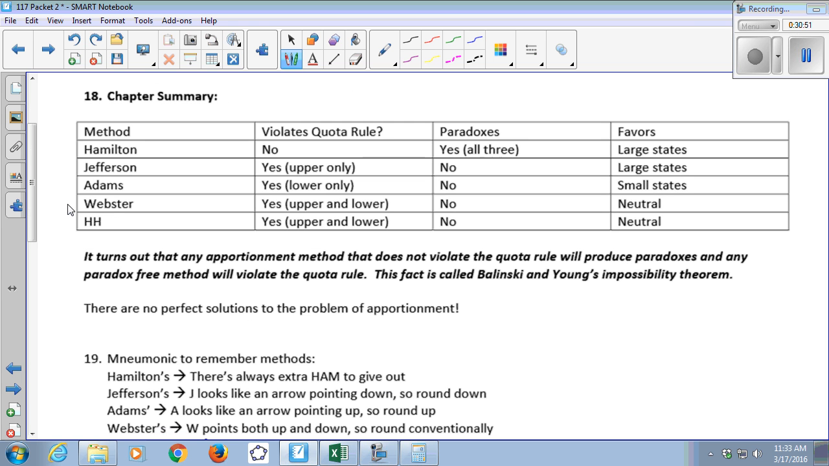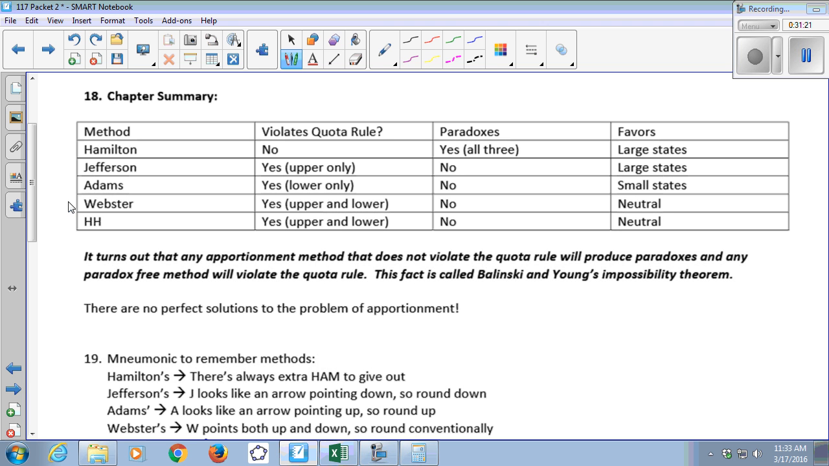All right, so to summarize chapter 4, we have 5 methods. I've got them all listed here. Hamilton, Jefferson, Adams, Webster's, and Huntington Hill. We have quota rule violations. Hamilton's method never violates the quota rule. That was a big pro in its column. All the other ones can sometimes violate the quota rule. But at least with Webster's and Huntington Hill, it was unbiased, right?